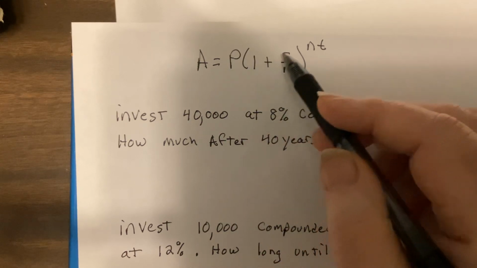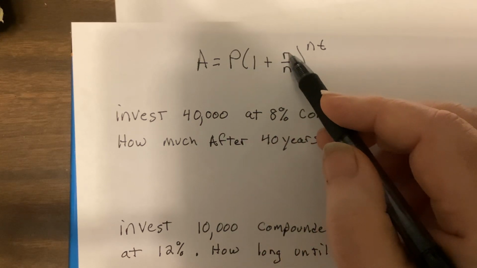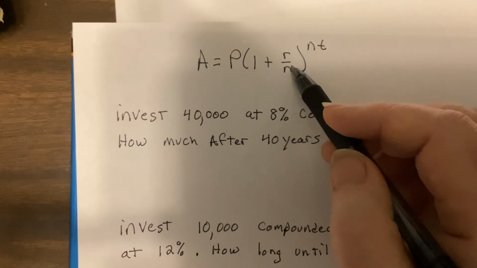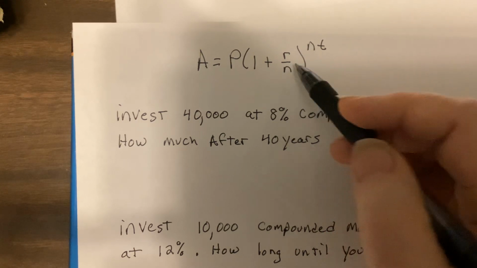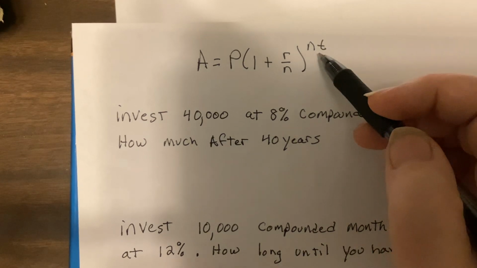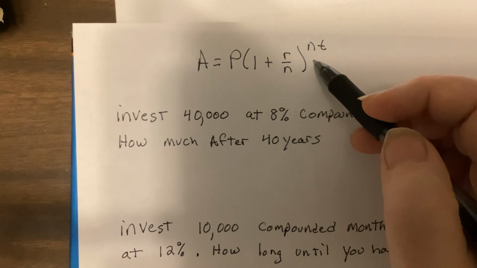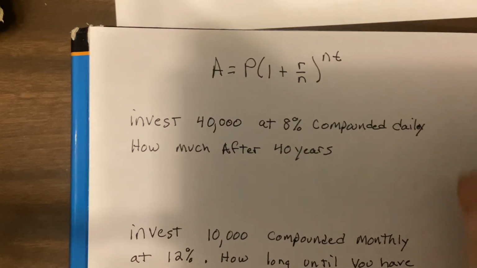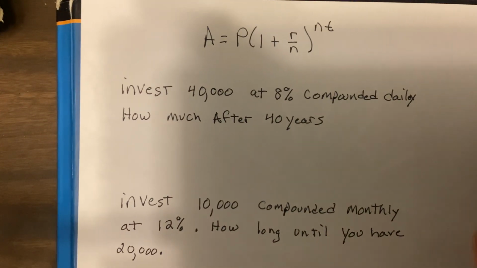Then you have 1 plus the rate as a decimal. N is how many times a year it is compounded. So a mortgage is compounded monthly, so 12 times a year. And then T is how much time we are talking about. Mortgages are usually 30 years, but you can talk it over and maybe get a different kind.